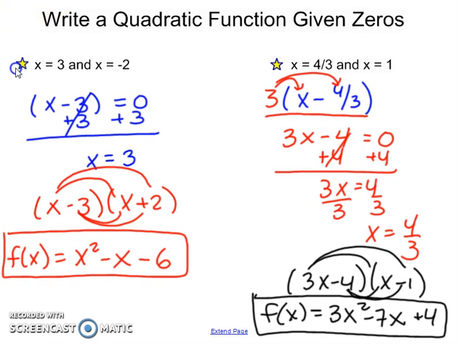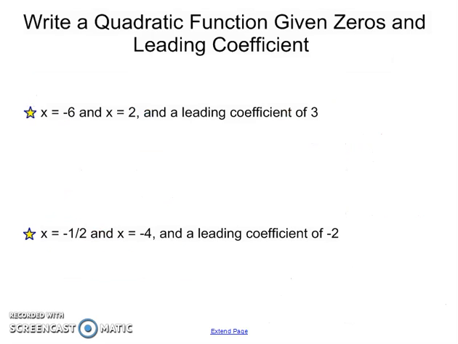Okay, so let's look at another one. So here, we want to write a quadratic function given the zeros and the leading coefficient. So if x equals negative 6, I know that the factor that's going to give me that is going to be x plus 6. It's the opposite sign. If I have x equals 2, I'm going to have what? x minus 2.